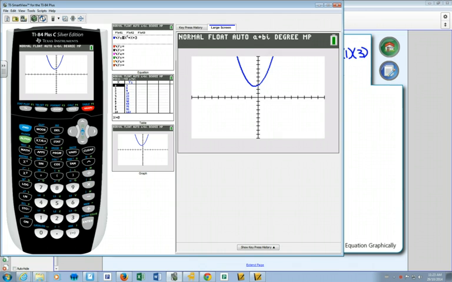So I want you to solve some graphically. If you go to the Assess Your Understanding, practice getting the roots with questions 2 and 3. Use graphing technology to solve each equation. Question 2 and 3.